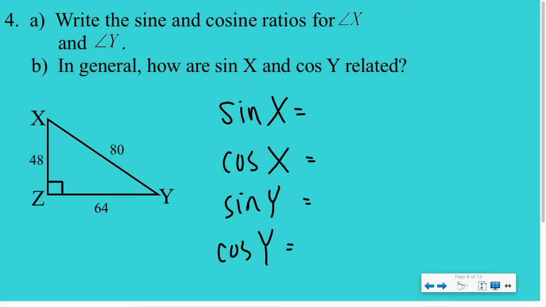Shortcut thing. I know these all are divisible by 8 when I look at them. That gives me 6, 8, 10. Can I reduce 6, 8, and 10 even further? Yeah, by what? 2. So then I get 3, 4, and 5. And I can't reduce those. So those are the values that you should end with in your fractions. And even if you didn't reduce first.